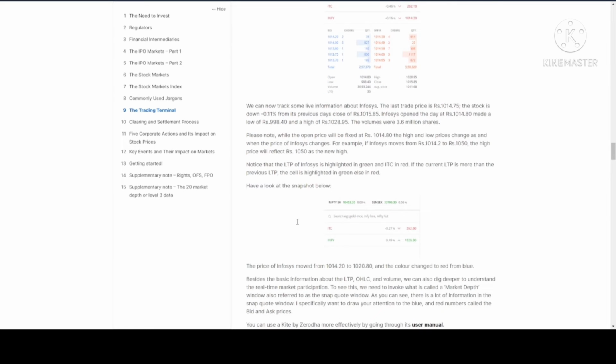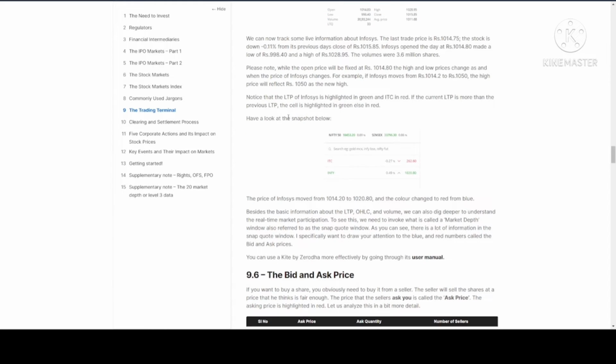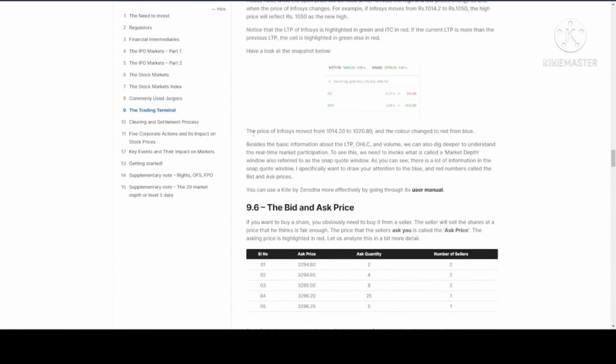Notice that the LTP of Infosys is highlighted in green, and ITC in red. If the current LTP is more than the previous LTP, the cell is highlighted in green, otherwise in red. The price of Infosys changes color from blue to red.